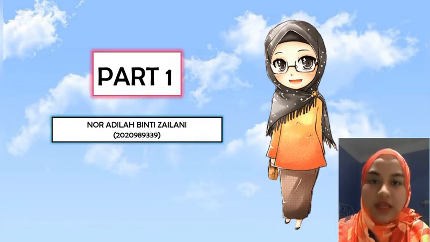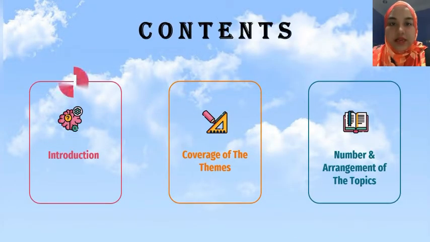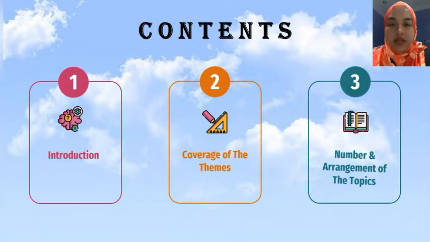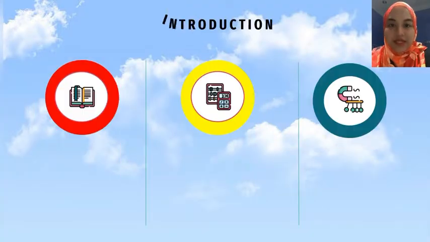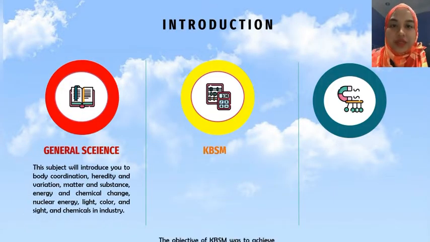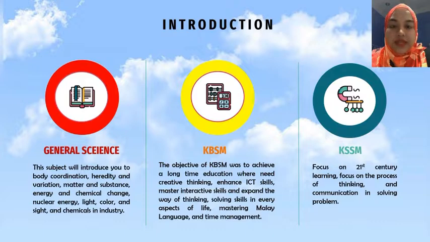Is Zailani. Today I will talk about critical examination for General Science Form 4. Let's go! In my contents, it will have first, introduction, second, coverage of the themes, third, number and arrangement of the topics. In introduction, we need to know what is General Science, KBSM and KSSM.